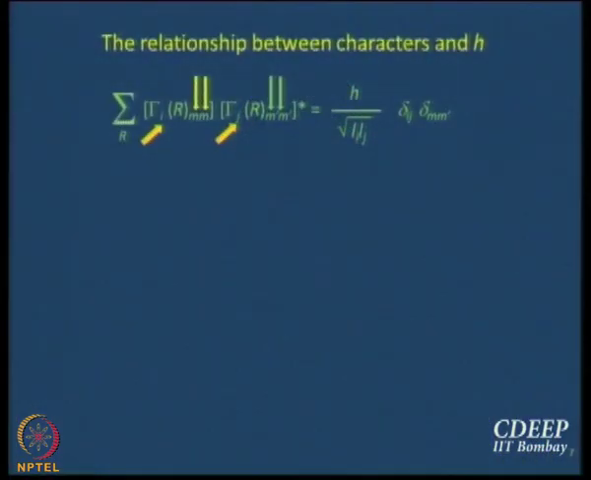Next, let us look at I and j. What will happen if I is not equal to j? 0. So, I has to be equal to j, and when I equal to j, you have already told me that square root of Li Lj, that is equal to Li, right, delta Ij equal to 1. So, this is what you get, right, sum over R gamma I R m m gamma I R m dash n dash star is equal to H by Li delta dashed.